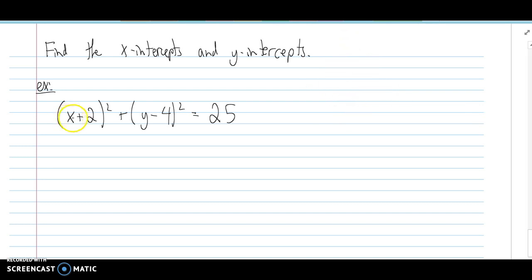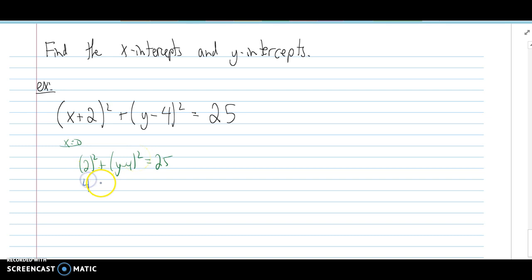First of all, we're going to set x equal to 0. When x equals 0, that's your y-intercept. So we have 0 plus 2 would be 2 squared. Y minus 4 squared equals 25. We're just plugging 0 in for the x, and now we're looking to solve for y. When x is 0, what y values will work?